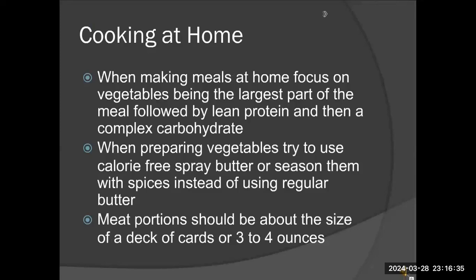Cooking also affects the quality of the food. When making meals at home, focus on vegetables being the largest part of the meal, followed by lean protein and then a complex carbohydrate. Why complex carbohydrate? Because the complex carbohydrate takes time for digestion and it releases the glucose slowly and gradually. When preparing vegetables, try to use calorie-free spray butter or season them with spices instead of using regular butter. Meat portion should be about the size of a deck of cards or 3 to 4 ounces.